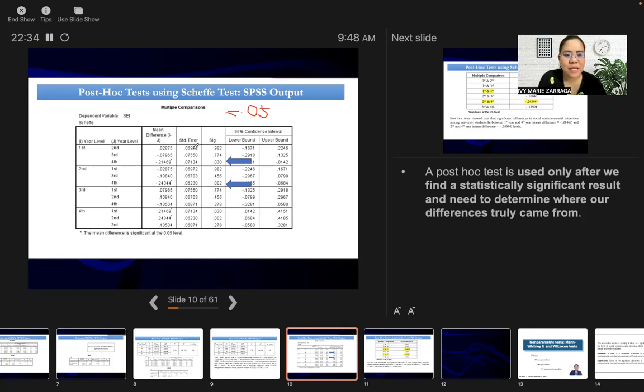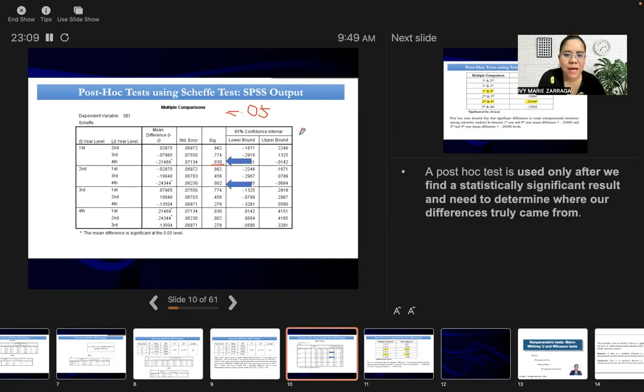So, first year and second year, 0.982 is greater than 0.05. So, hindi siya significant. First year, third year, 0.774, hindi rin siya significant. First year and fourth year, 0.03, significant kasi less than 0.05. Second year to first year, 0.982, not significant. Second year to third year, 0.456, not significant. So second year to fourth year, 0.002, ibig sabihin significant.